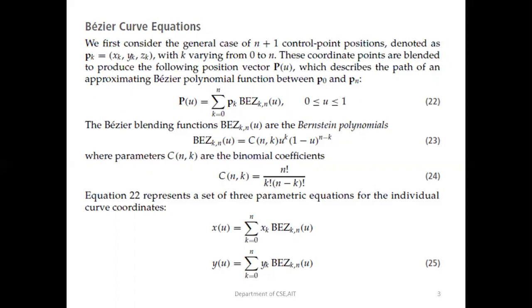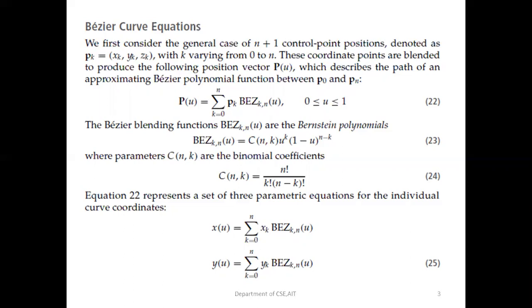So P of u can be given as summation of k equal to 0 to n, P of k, BEZ of k comma n of u, where 0 is less than or equal to u, less than or equal to 1. That means you can take the u value between 0 and 1. You can take some fractions, so you can take u in steps of 0.05, or it can be more also. But it should be between 0 and 1.